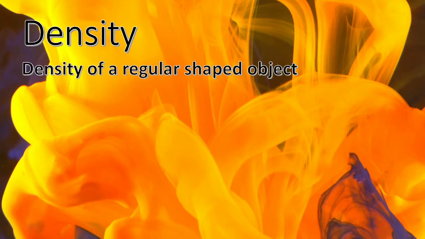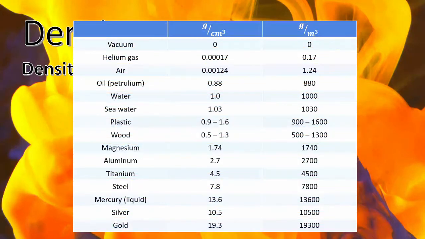So, density of a regular shaped object. These are actually the standards of density. This column is for grams per centimeter cubed, and this column is grams per meter cubed. Take note, grams here is the mass, and centimeter cubed is a unit of volume. Of course, a meter is actually greater than a centimeter, as you can see in the amounts we have in our table.